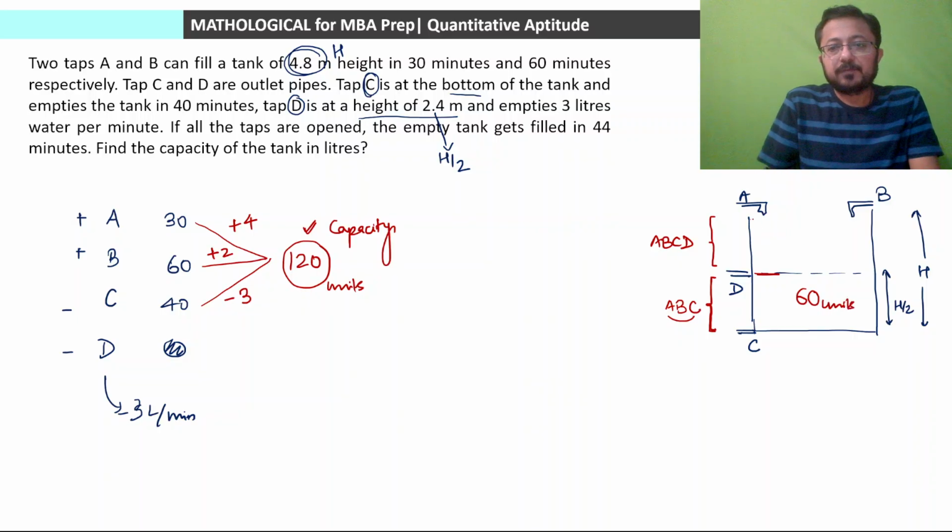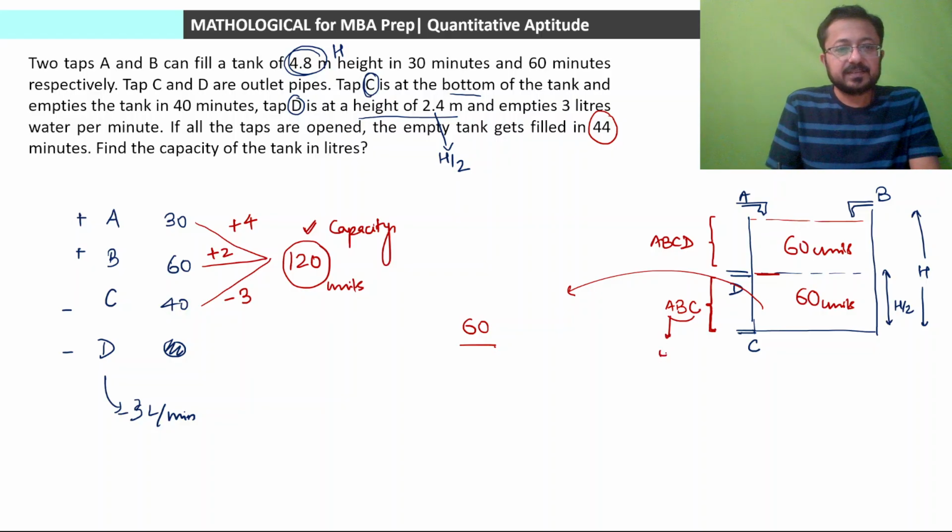And after half that height, the remaining capacity will be 60 units. And total time taken is 44 minutes. So for the first half, the time taken will be 60 divided by the efficiency of A, B and C, who are working. A का efficiency is 4, B का efficiency is 2 and C का efficiency is -3.